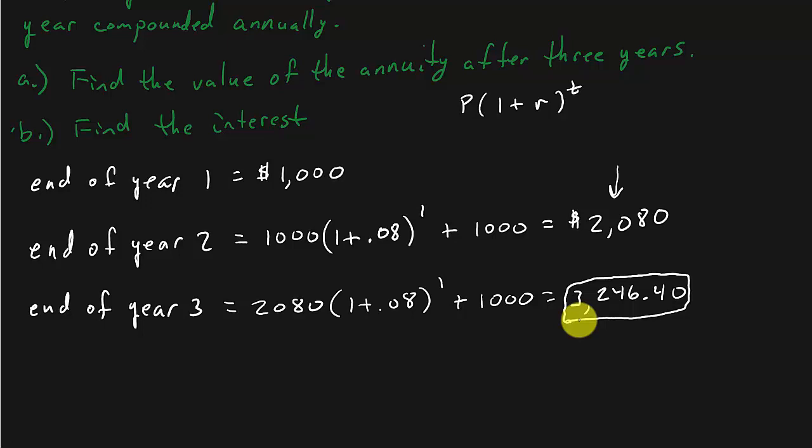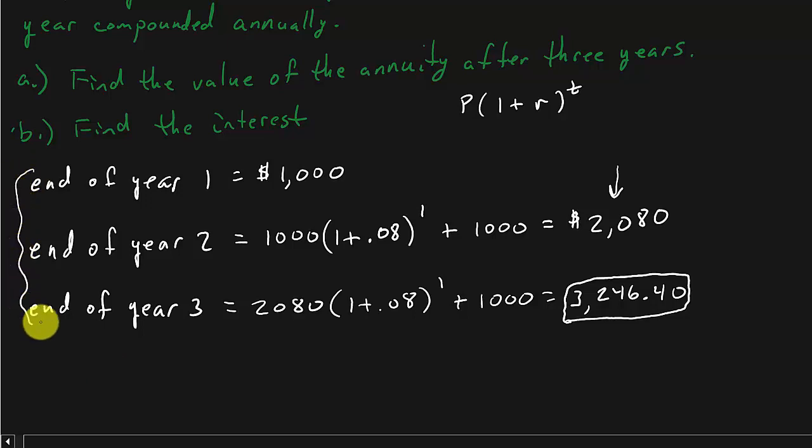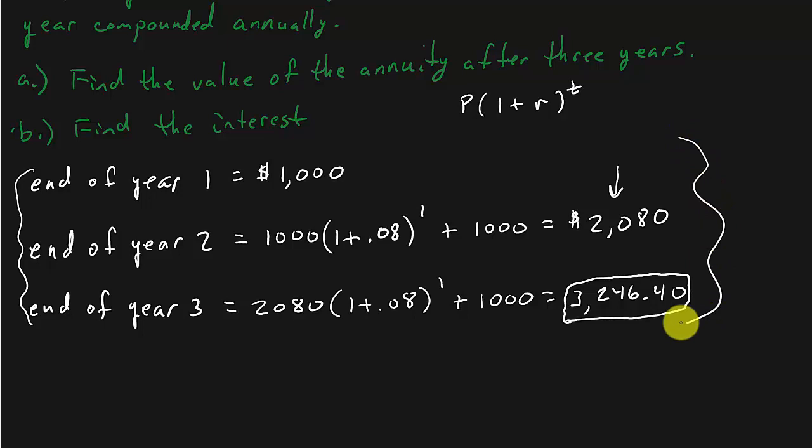Now, I mean, that was not that bad doing that, but could you imagine if we did this for 20 years? I mean, we would have to keep going, end of year 4, end of year 5, and so on. And that's why we'll have a formula. But why I wanted to show you this is the formula we're fixing to use. That's what it's doing. It's doing this for us. And we just have to plug it into that formula, and it's a lot simpler. But this right here is the idea of the annuity. All right, so now that's part A.